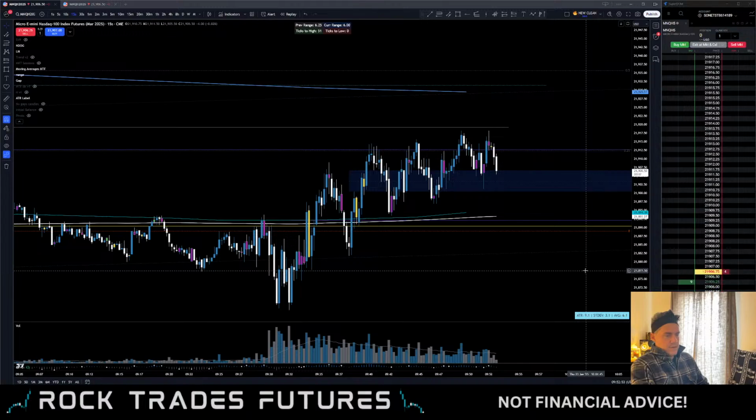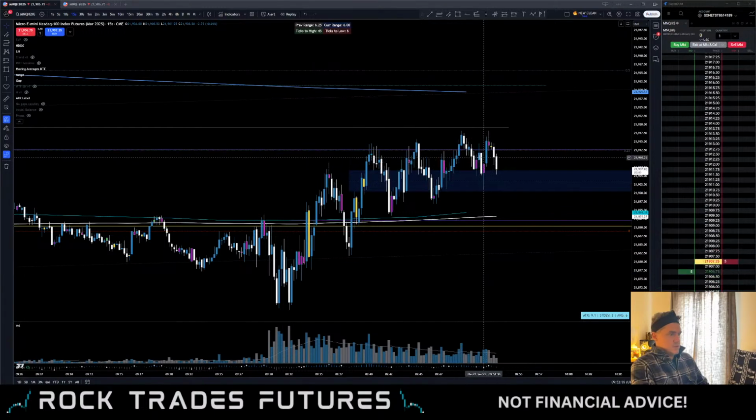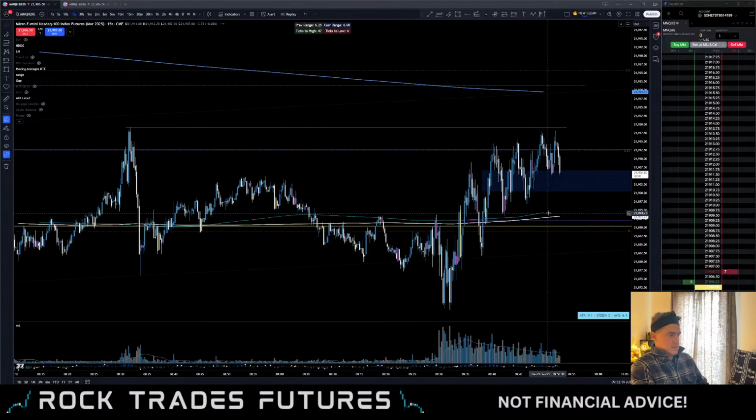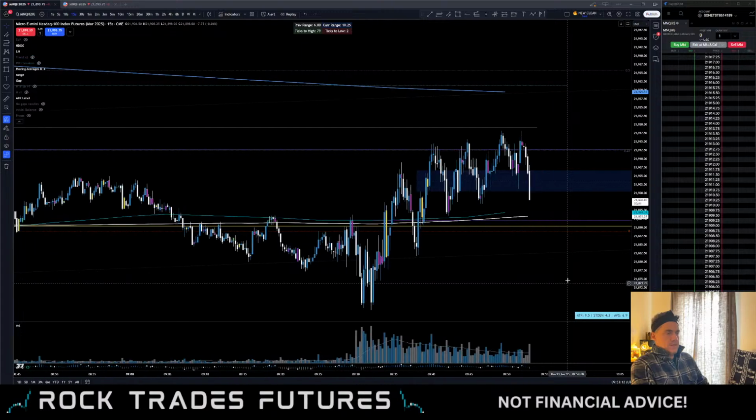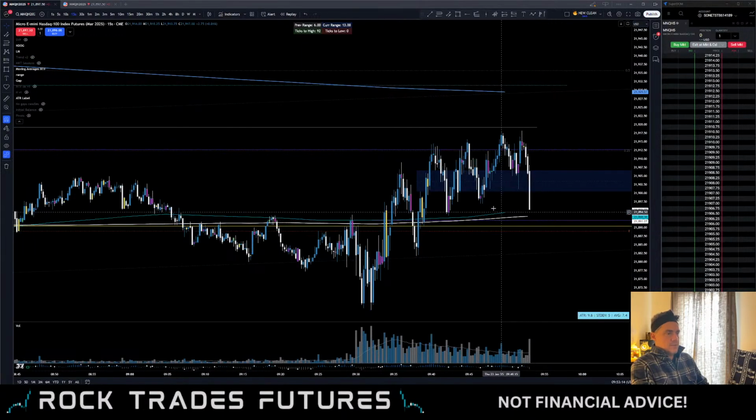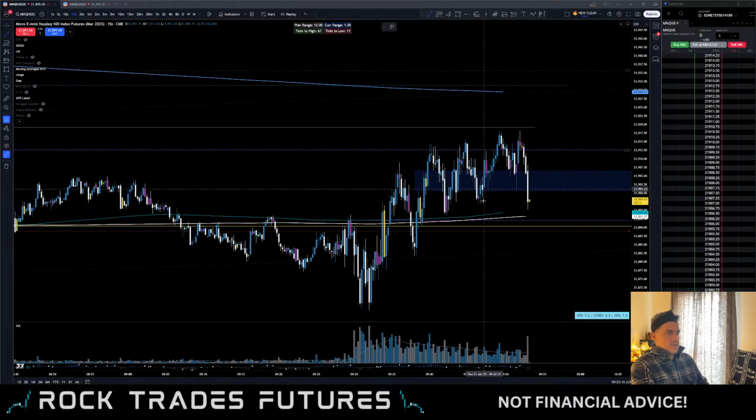The average range is 6 points on these, so this is a very tiny little move. We're working with some tiny MNQH5, one contract. Let's see. All right, what did I say? Long from here, taking this liquidity out.